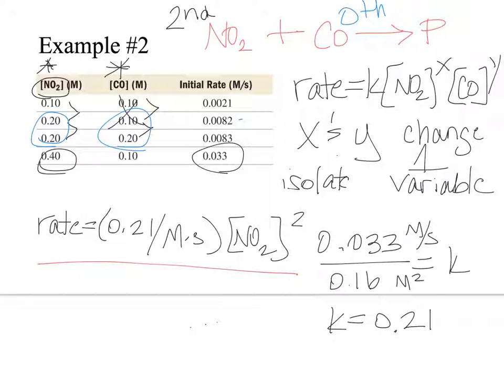You'll do a couple of practice problems in class. One will be a one variable problem, like example number 1, and the other will be a 2 variable, like this example.